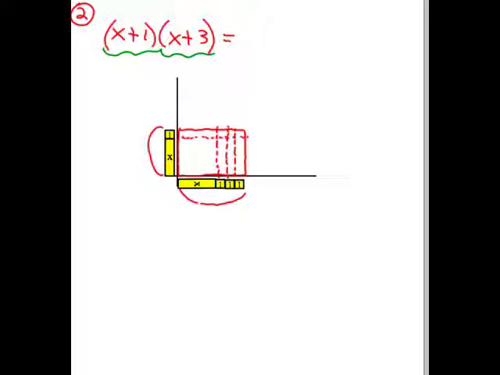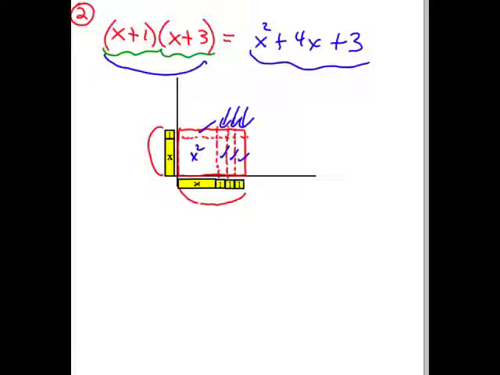And I can see from my diagram that I have one large square, which is an x squared. I have 1, 2, 3, 4 x strips, and I have 3 1 tiles. And so the multiplication of x plus 1 times x plus 3 must be x squared plus 4x plus 3.